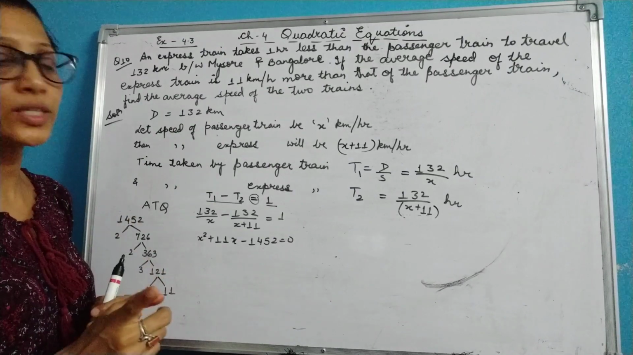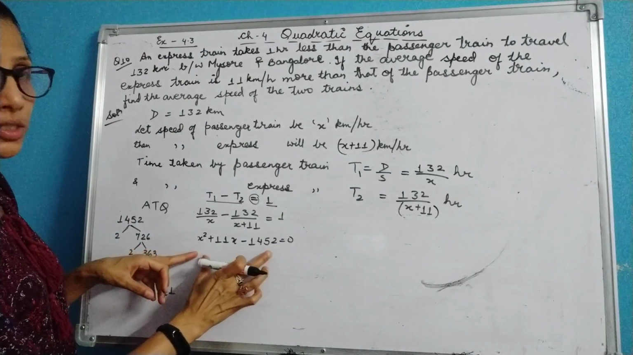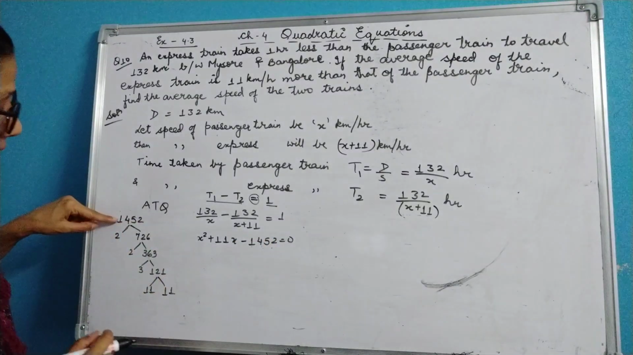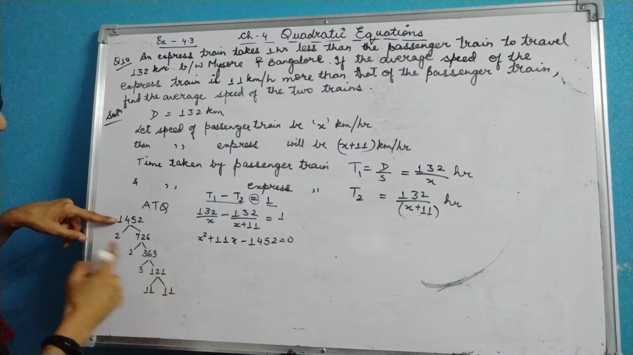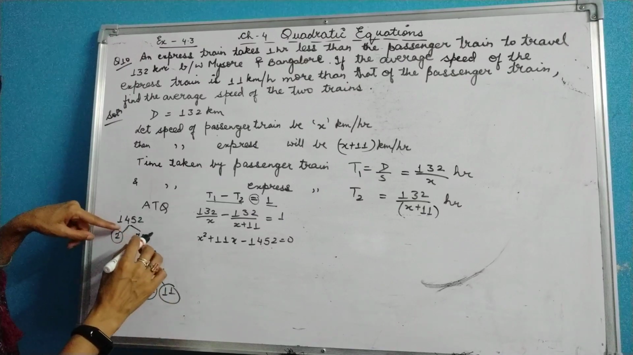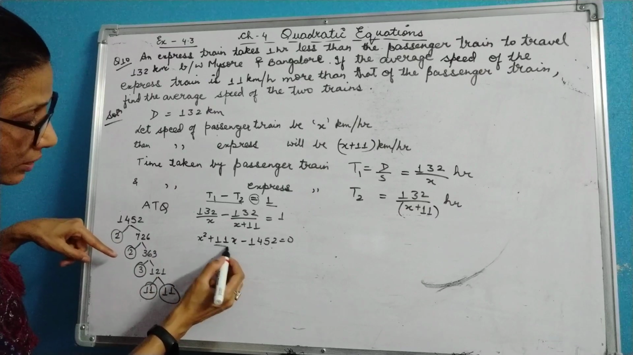Now you will be solving it on your own and get this equation. Fine. Now you factorize this 1452. So I have factorized over here. So I'll be getting these as the factors of 1452. I need to get plus 11 over here.